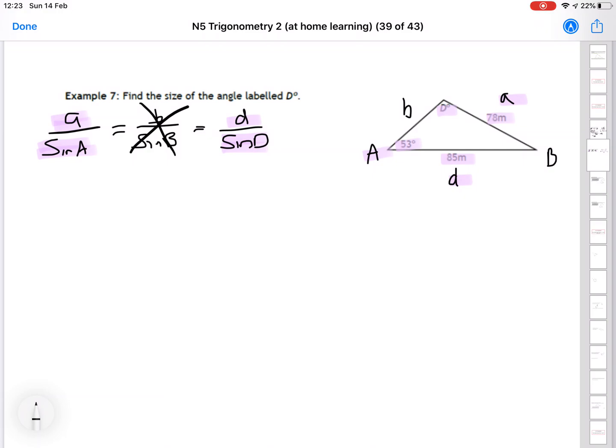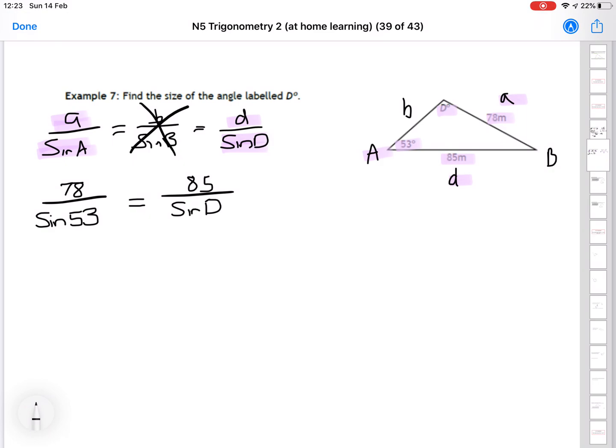So let's fill in the values that we have. For small case letter a, it's 78, and our angle at A is 53. So 78 over sine 53. And then small case letter d is 85, so 85 over, and it's angle D that we're looking for, so that's going to stay as a letter.